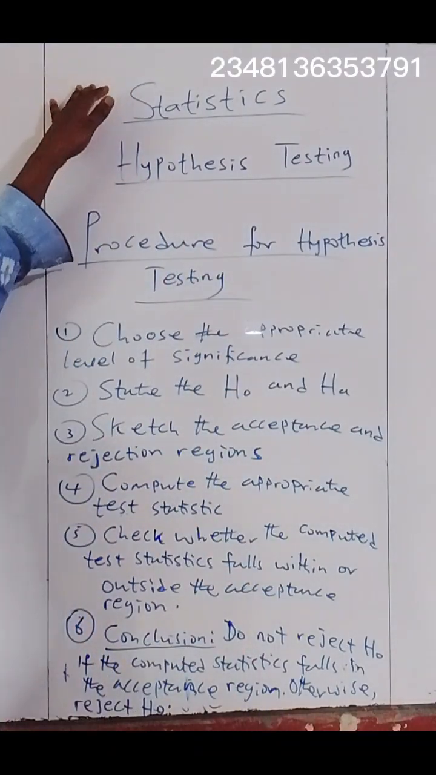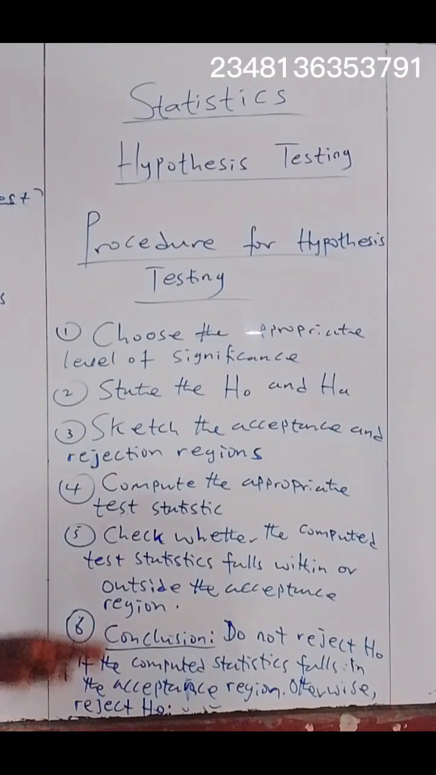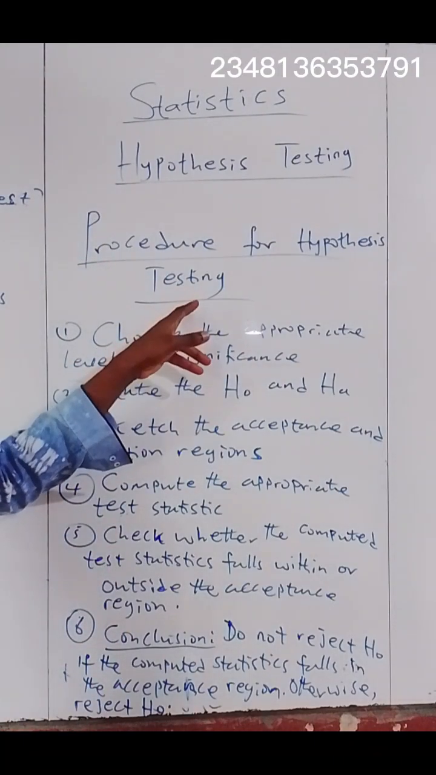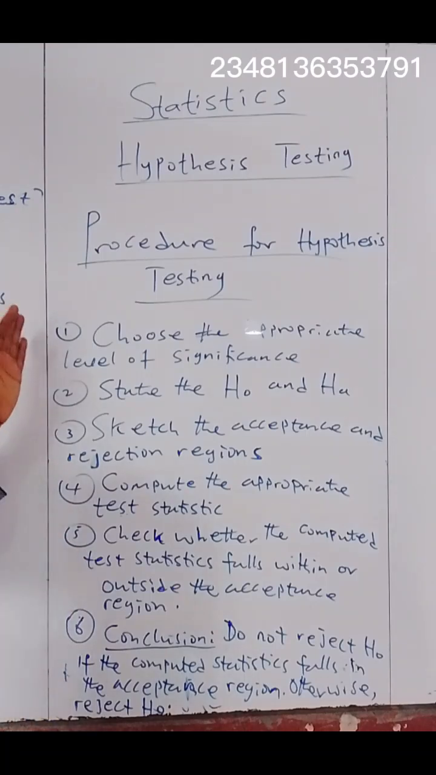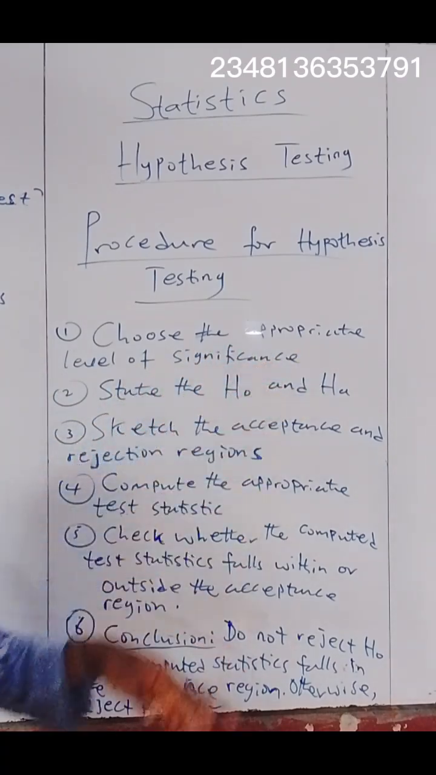Class. So we want to continue our discussion on hypothesis testing. So in this class, we discuss the procedure for hypothesis testing. There are six steps to follow in hypothesis testing. The first step is to choose the appropriate level of significance.